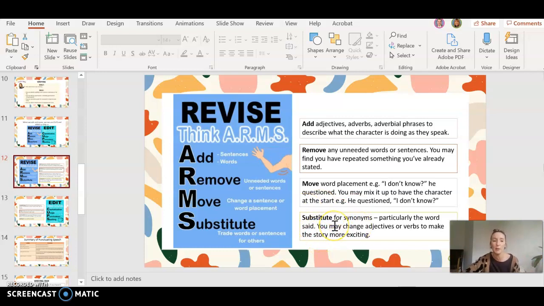And substitute. This is one I'm hoping that you guys will really nail, where we're swapping out words to make the writing better. You might change adjectives or verbs to make the story more exciting. I'll add in those slides of those posters where we can change the adjectives and adverbs as well. And particularly looking at synonyms for the word said. So not just using said all the time, thinking of other words for that. You might like to revisit the Padlet that you worked on last week to get some ideas for that.